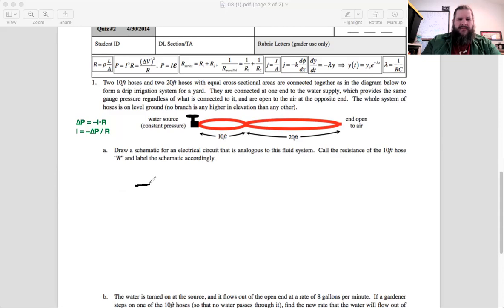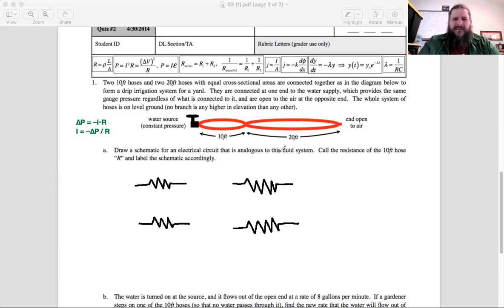So we've got a resistor representing the 10-foot hose, another resistor representing the other section of 10-foot hose, and then a resistor representing the 20-foot hose, and another resistor representing the other 20-foot hose. And it suggests that we call the resistance of the 10-foot hose R. And then this is another 10-foot hose, so that's also R.